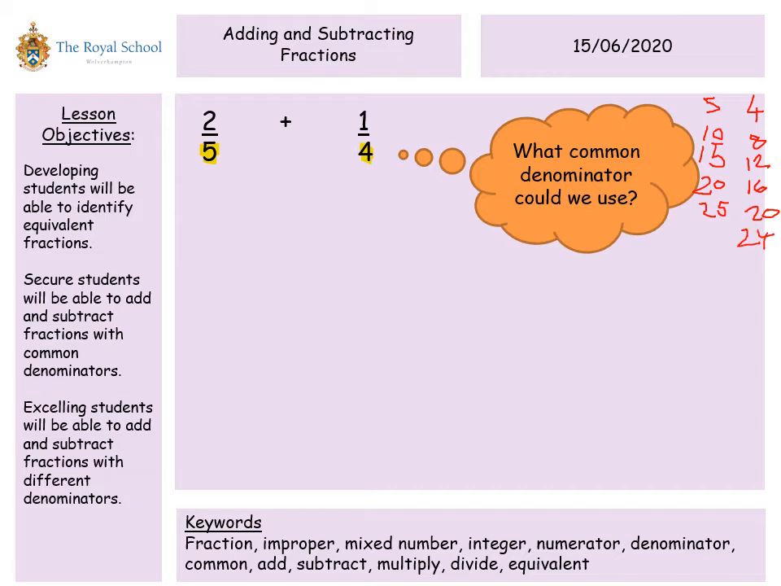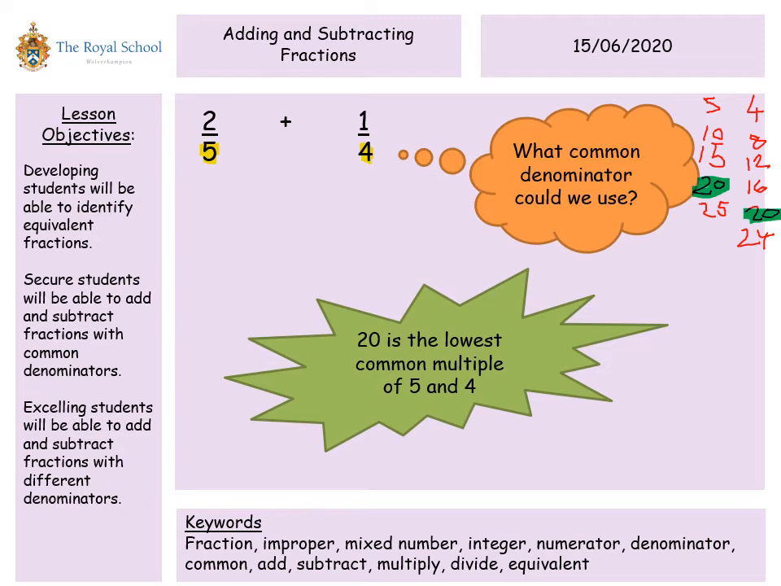And what we can see here is when we've gone far enough, we'll be able to see that actually 20 is in both lists. 20 is in the 5 times table and it's in the 4 times table. So that's going to be a fantastic common denominator to use. So that's the one we go for. So 20 is the lowest common multiple of 5 and 4. But that's only our first step in this problem, finding the lowest common multiple.